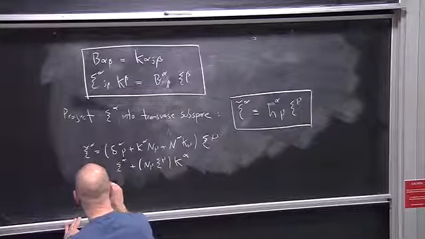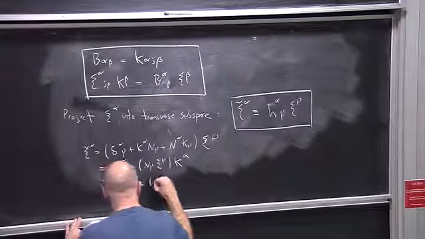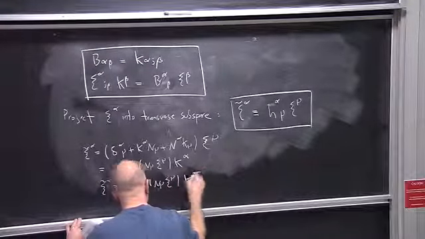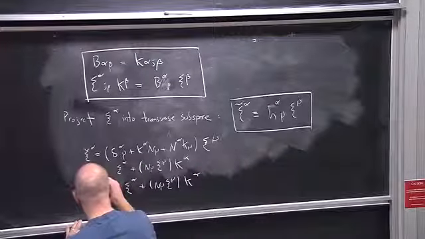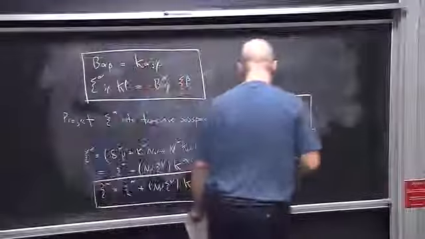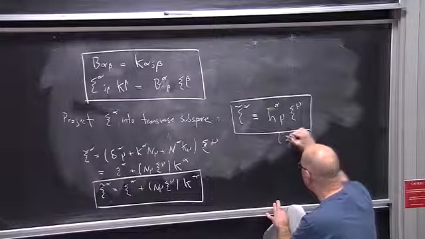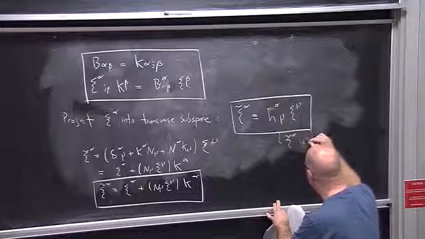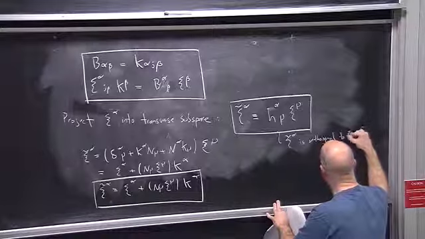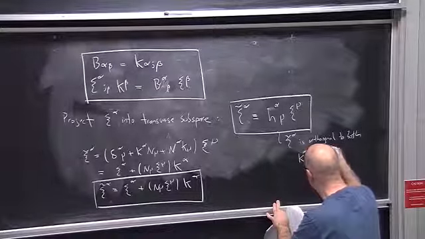So the point is that after adding this guy to this, I get something that is orthogonal to both k and n. That's what I should indicate. So this multiplication here guarantees that xi alpha is orthogonal to both k and n.